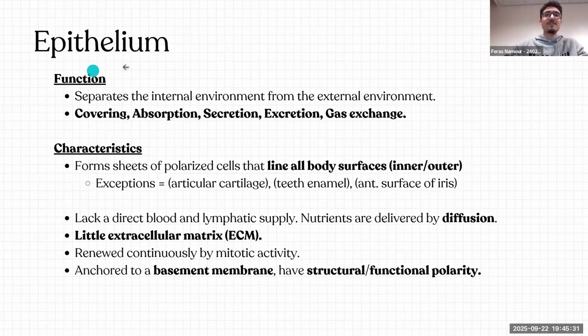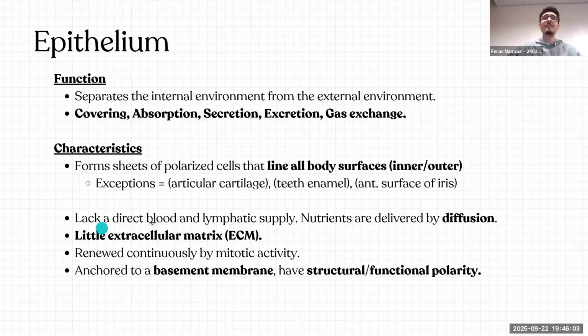Let's talk a little bit about the structure of epithelium, and we're going to discuss it in great detail. The epithelium is going to be a sheet of cells that will line my body surfaces, my inner and outer body surfaces. Epithelium covers everything in my body, everything from the inside and the outside, except for three places: my articular cartilage, my teeth enamel, and the anterior surface of my iris. So anywhere I have a joint, my articular cartilage doesn't have epithelium. Tamam? Should you know the exceptions, just keep them at the back of your mind. Know that it covers everything.